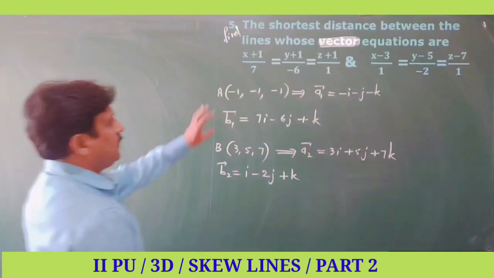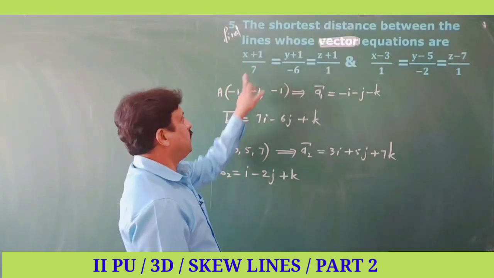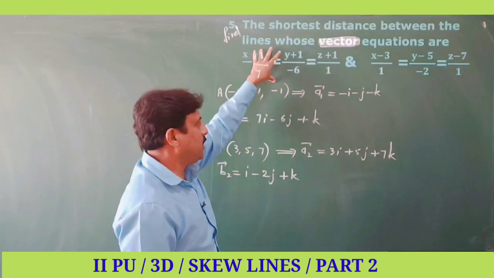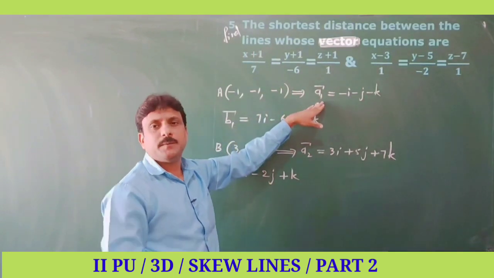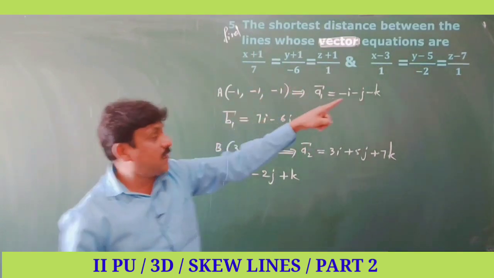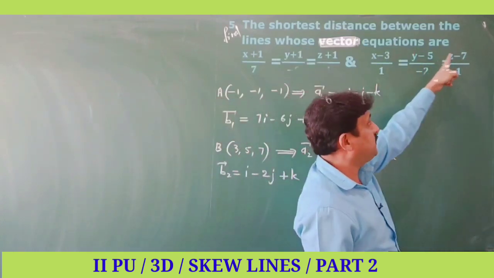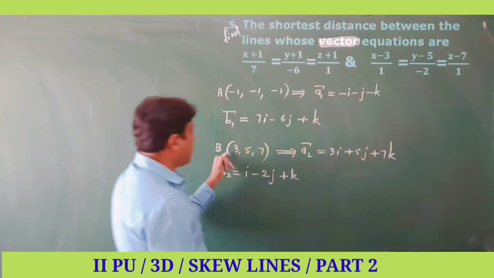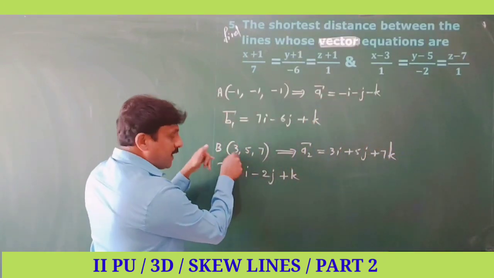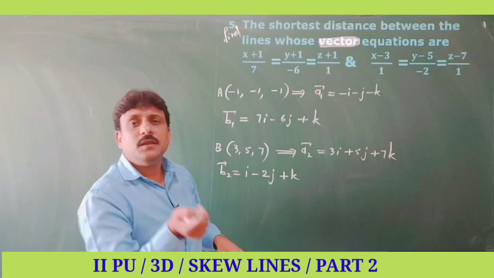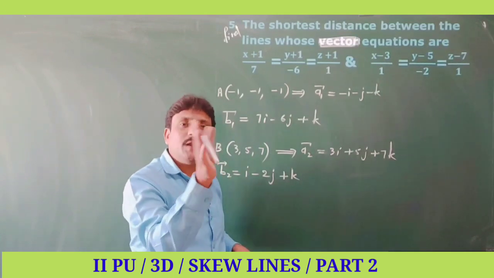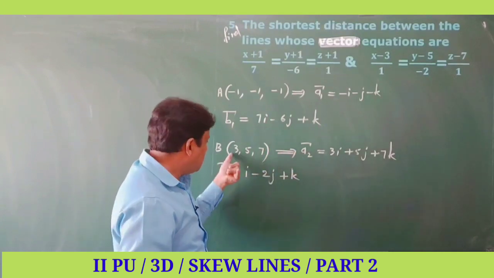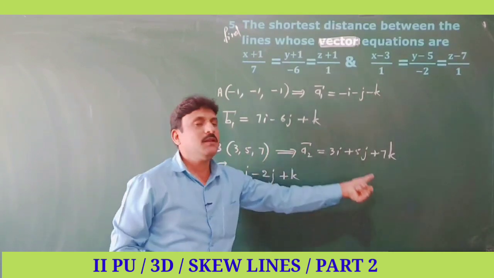So here they have given the first point, x equals minus 1, y equals minus 1, z equals minus 1, for the first line, therefore position vector a1. Okay, take the second line, x minus 3, y minus 5, z minus 7, x equals 3, y equals 5, z equals 7. That is the second point, 3, 5, 7. Its position vector should be called a2. In the formula it is a2 minus a1, not b, so a2 equals 3i plus 5j plus 7k.